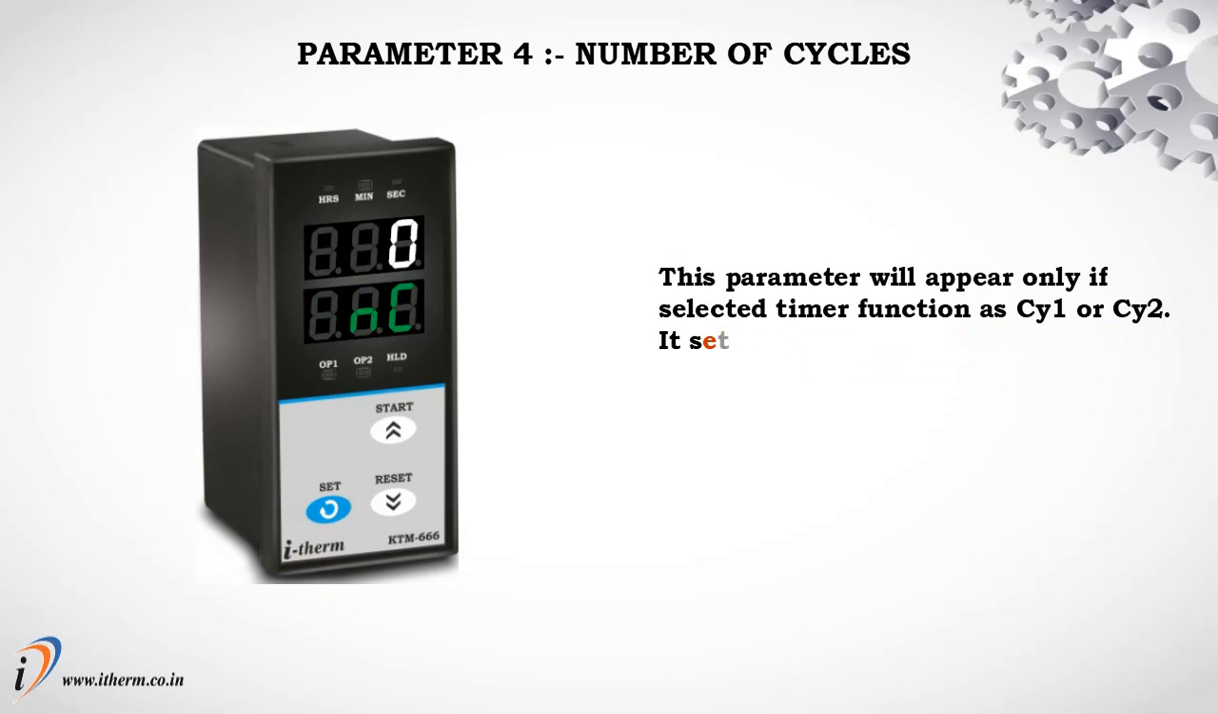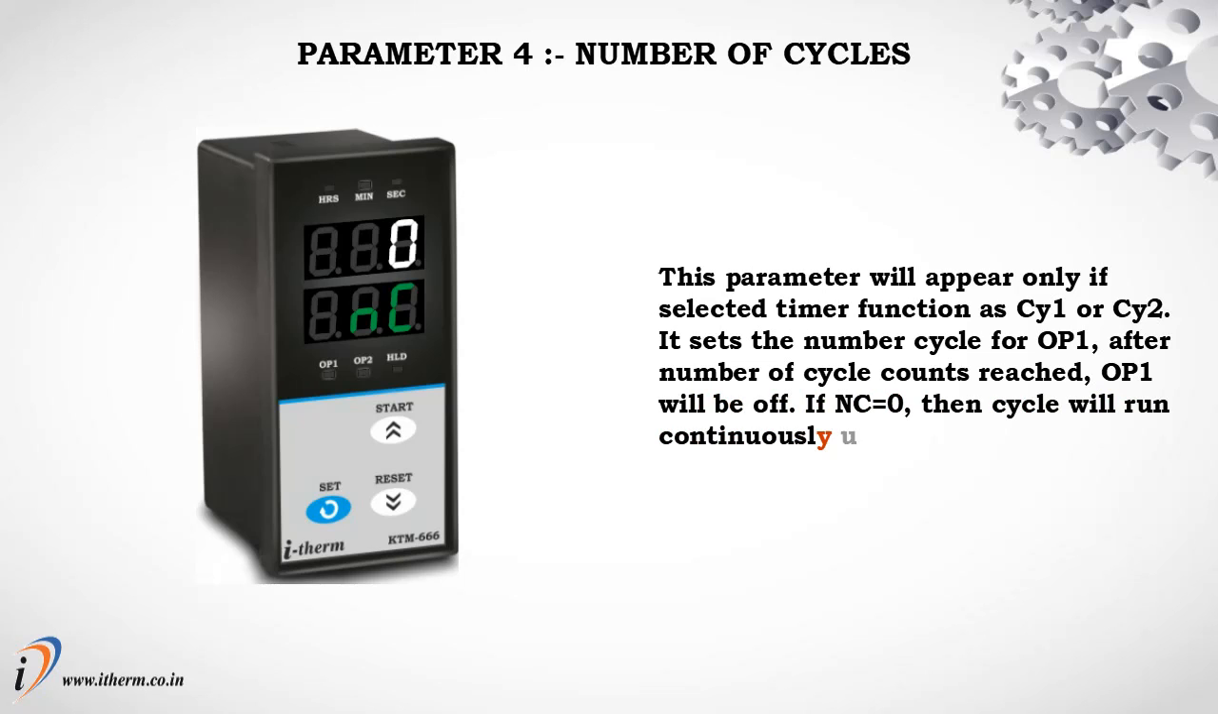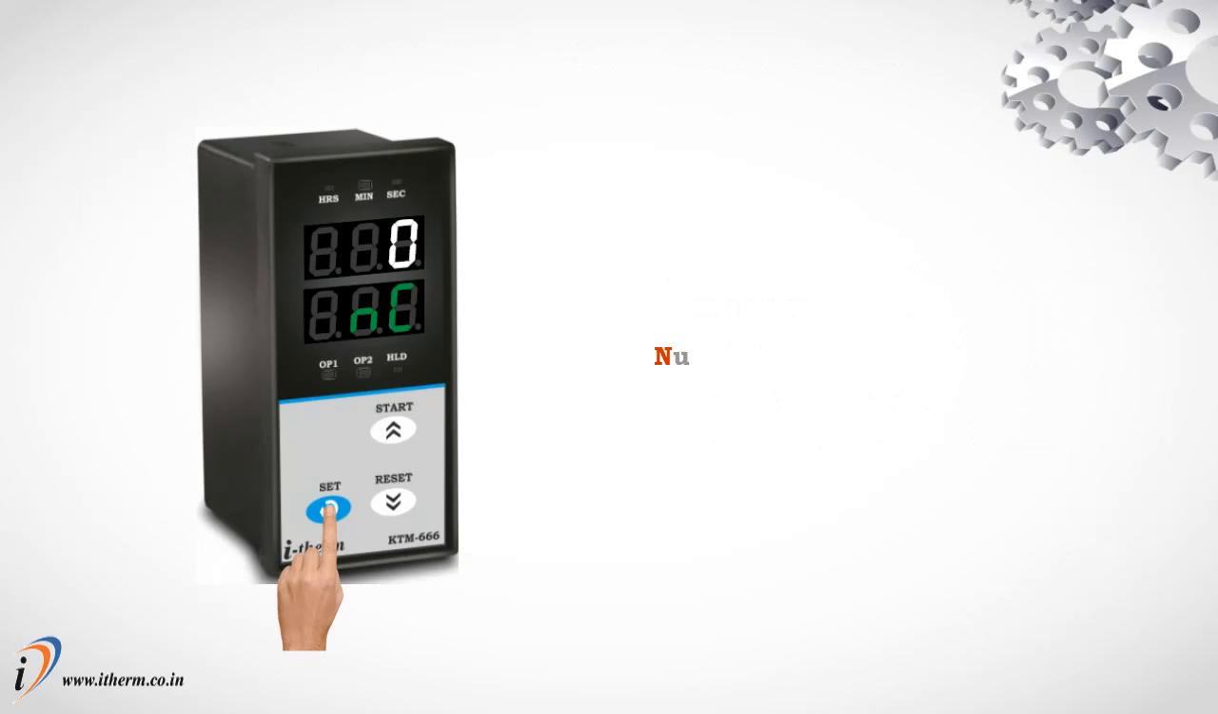Parameter 4, number of cycles. This parameter will appear only if the selected timer function is cycle 1 or cycle 2. It sets the number of cycles for output 1. After the number of cycle counts is reached, output 1 will be off. If number of cycles equals 0, then the cycle will run continuously until a reset pulse. Number of cycles range 0 to 999 cycles.